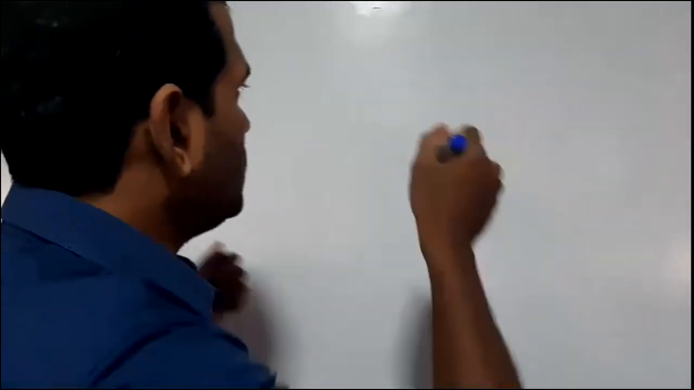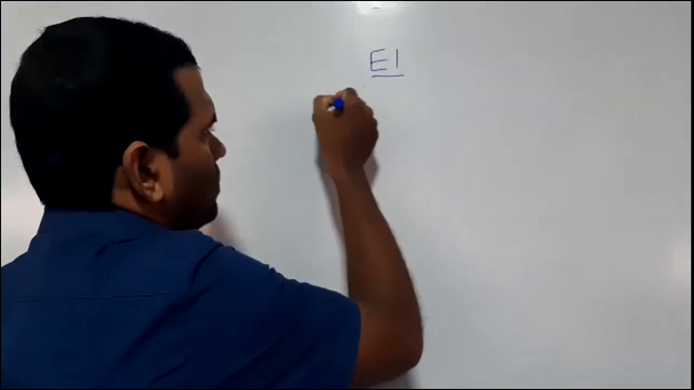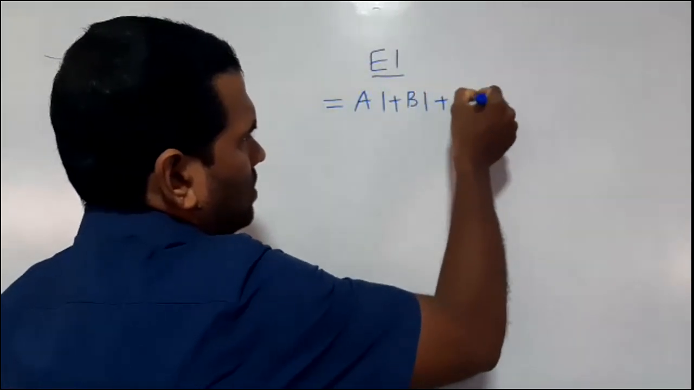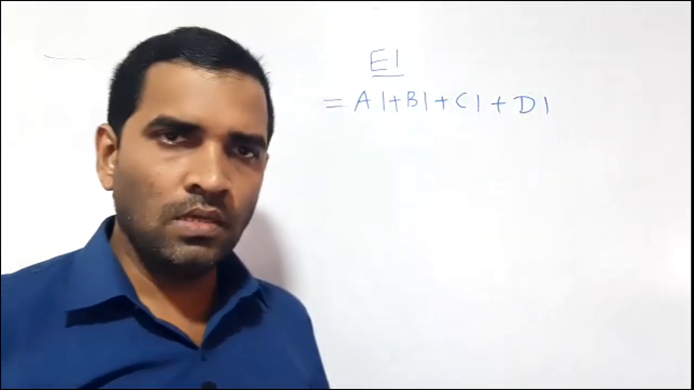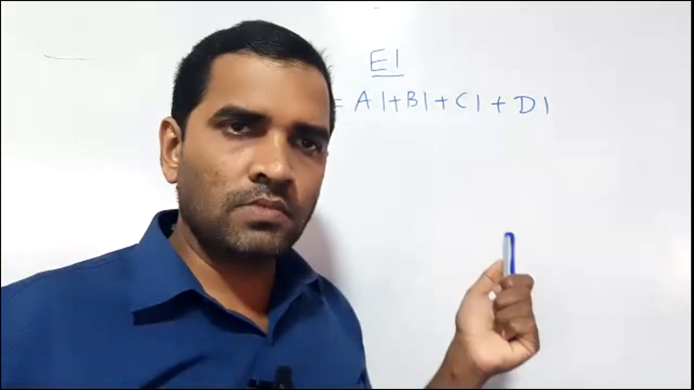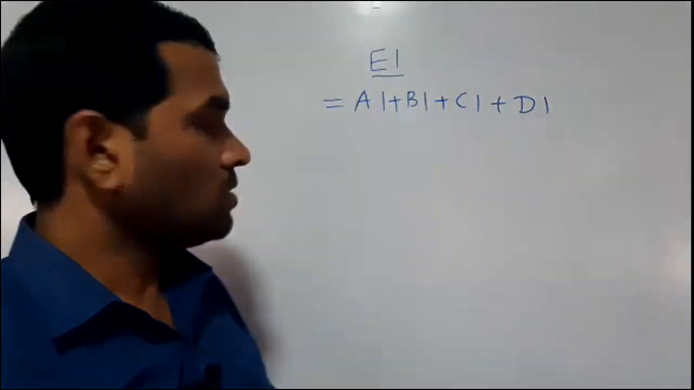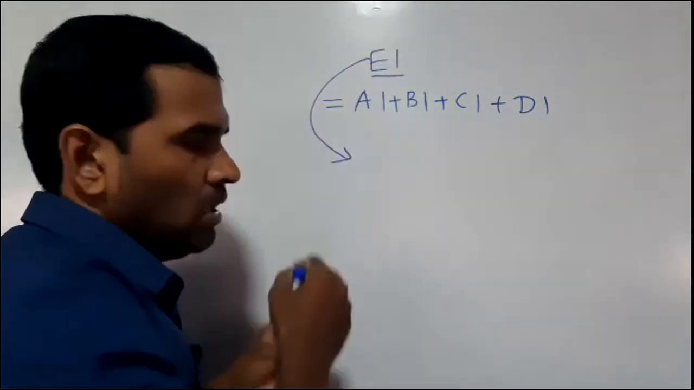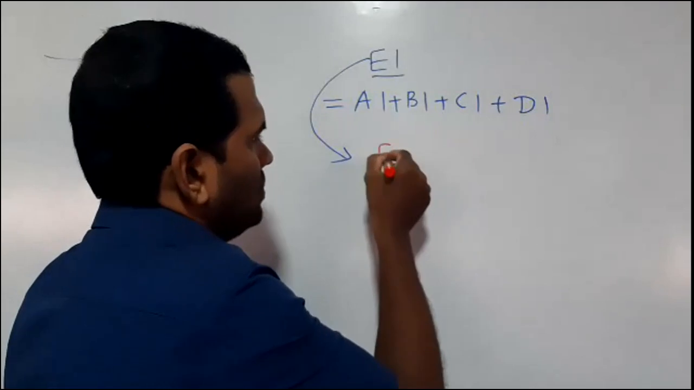Okay, so in E1, we have a formula equal A1 plus B1 plus C1 plus D1. Let's see how this formula changes when it is copied to cell E2. So we are going from E1 to E2.